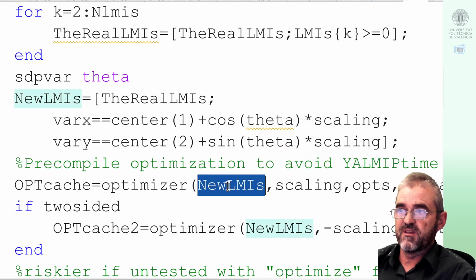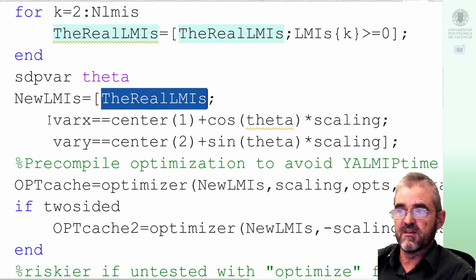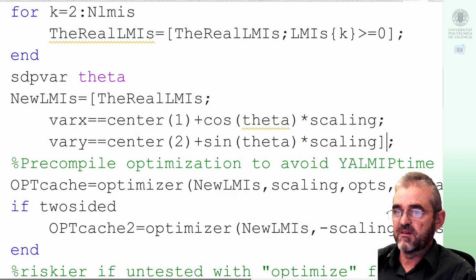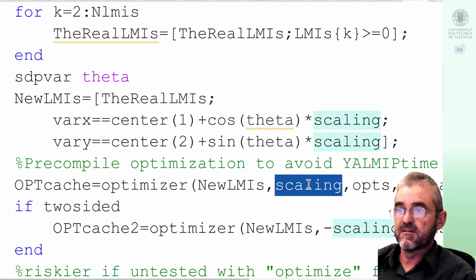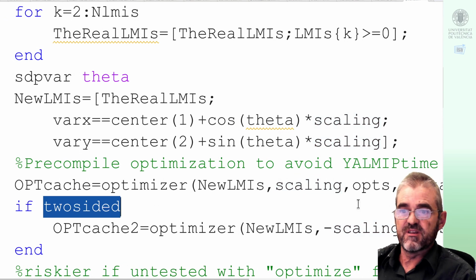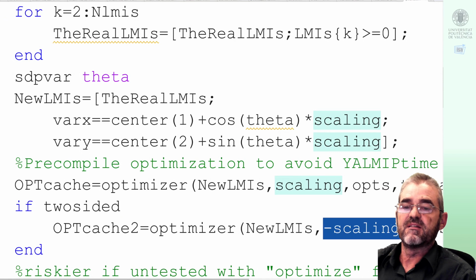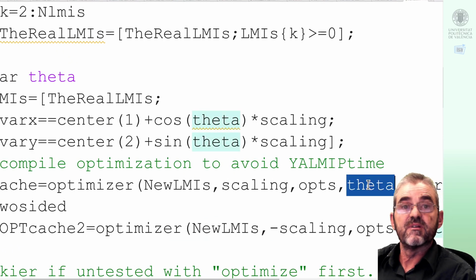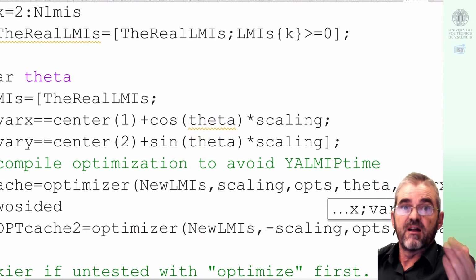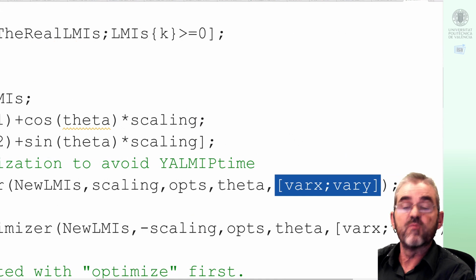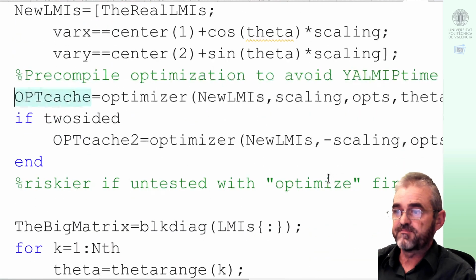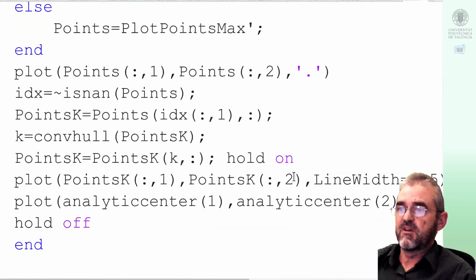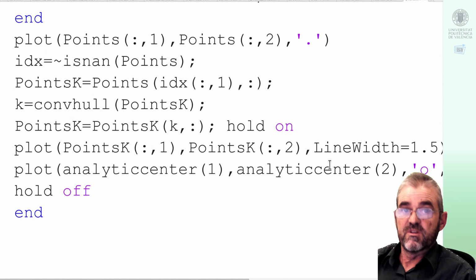And then the optimizer with these LMI conditions, plus this scaling, minimizes scaling, and if I do a two-sided option, then it minimizes and maximizes scaling with some options. And theta is an input parameter that ranges over a grid of angles I wish, and the output of the optimizer is the x and y coordinates of that point that maximizes or minimizes the scaling of the ray. So with all this and a lot of plot code, you can draw the shape.